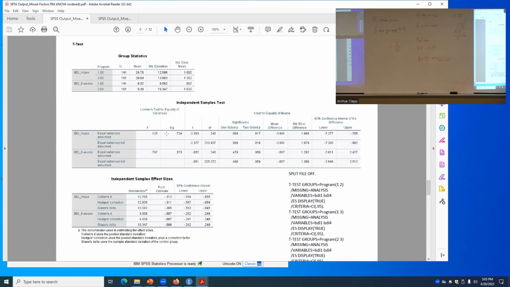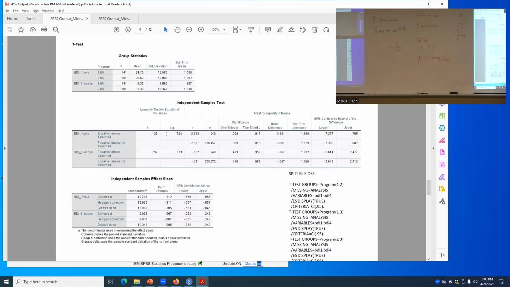You just need to look at what the standardizer is and make sure that it corresponds, because here, my Glass's delta standardizer is 13.08. It looks like it pulled the standard deviation for group 2. Is Glass's delta a good metric for these between group comparisons? No, why not, Johnny? We don't have a baseline. Yeah, there's no real baseline.